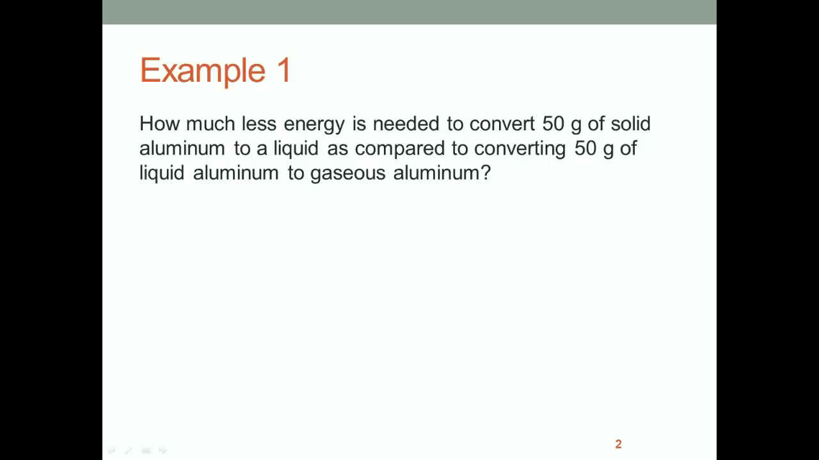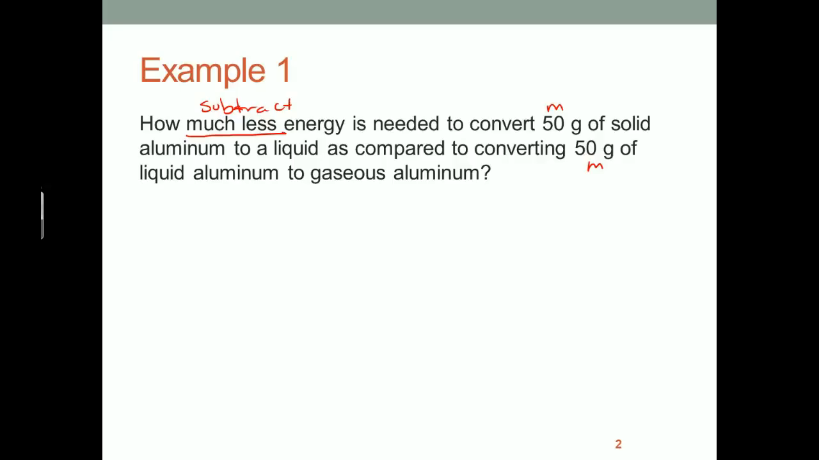So for our first example, how much less energy? When you see a question that says how much less, this should give you the idea that we're going to be subtracting in the end. How much less energy is needed to convert 50 grams, that's a mass, of solid aluminum to a liquid, as compared to converting another 50 grams of liquid aluminum to a gas.